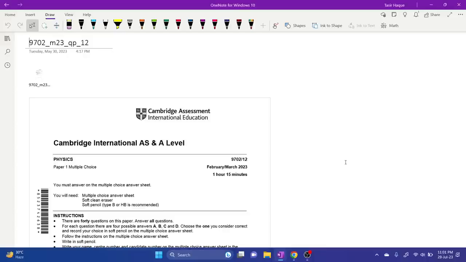So today we're gonna start with this paper. This is 9702, paper 1, February March 2023. The time is 1 hour 15 minutes. Please do drop question paper requests down in the comments below. I'm gonna try to solve more paper 1, paper 4, and 5 this year. Hopefully I can do more math.